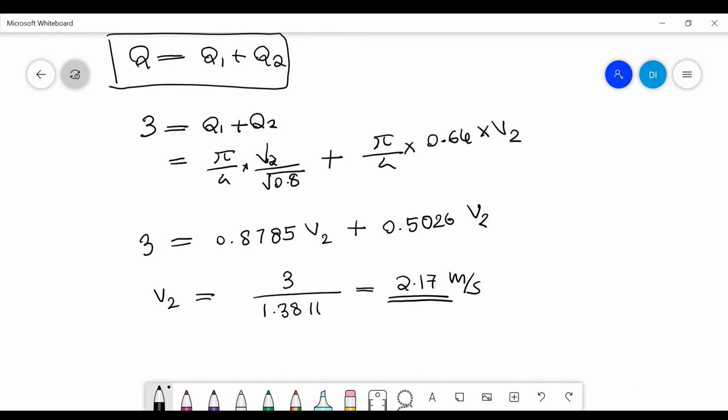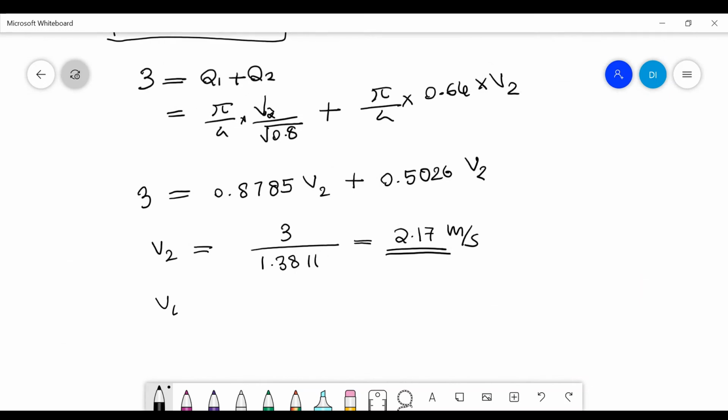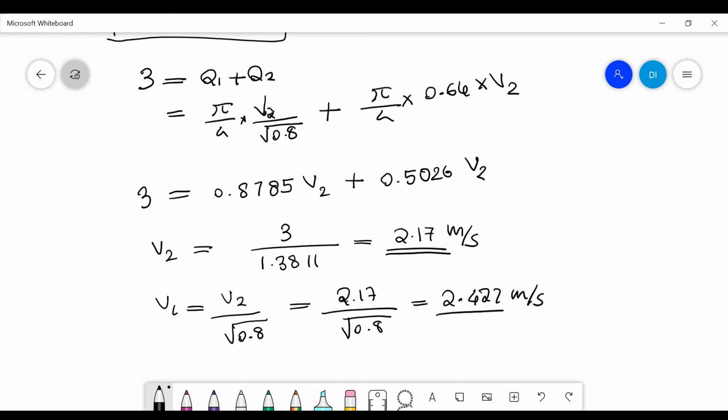By knowing V2, we can calculate V1 as V1 is equal to V2 divided by root of 0.8. So V2 is 2.17 divided by root 0.8, and the value of V1 will become 2.427 meter per second. So the value of V1 is 2.427 and the value of V2 is 2.17 meter per second.